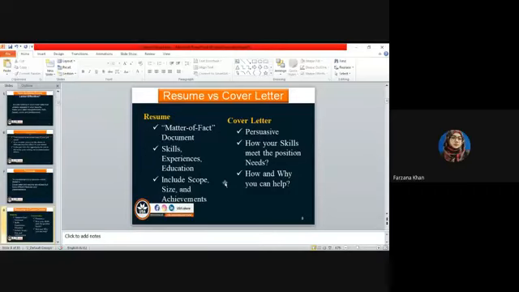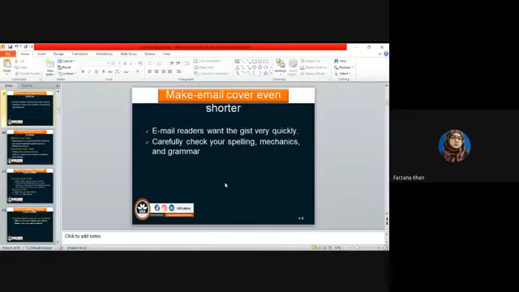After that, we move towards the next point. Make email cover letter even shorter. I have added this point because in today's world it's basically a digital world, and usually in the advertisement it is given that email your resume or email your CV on this email ID, and then you have to email your resume on the given email address.